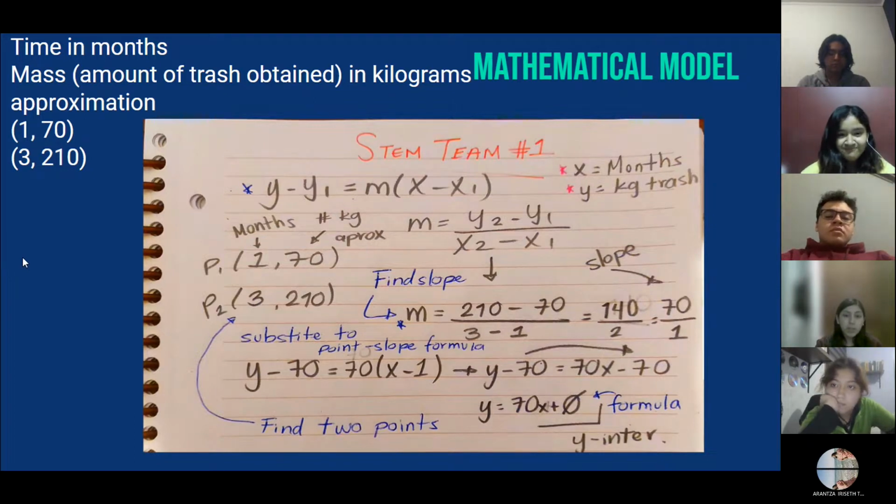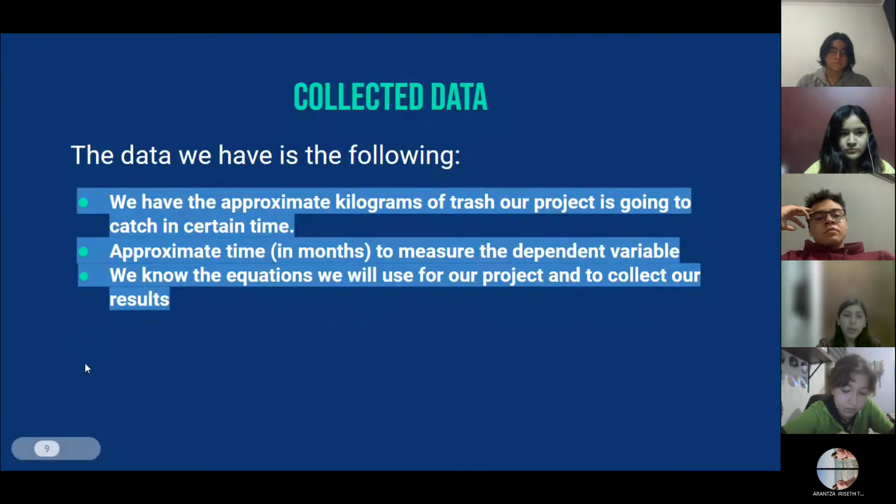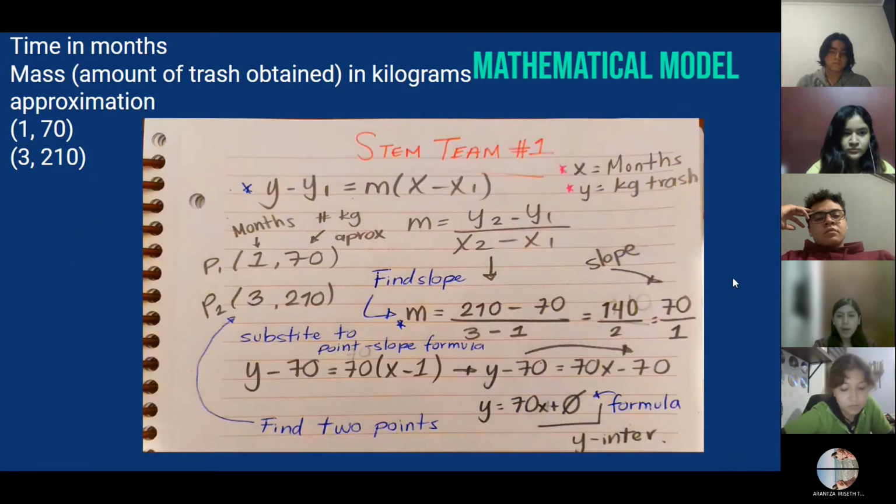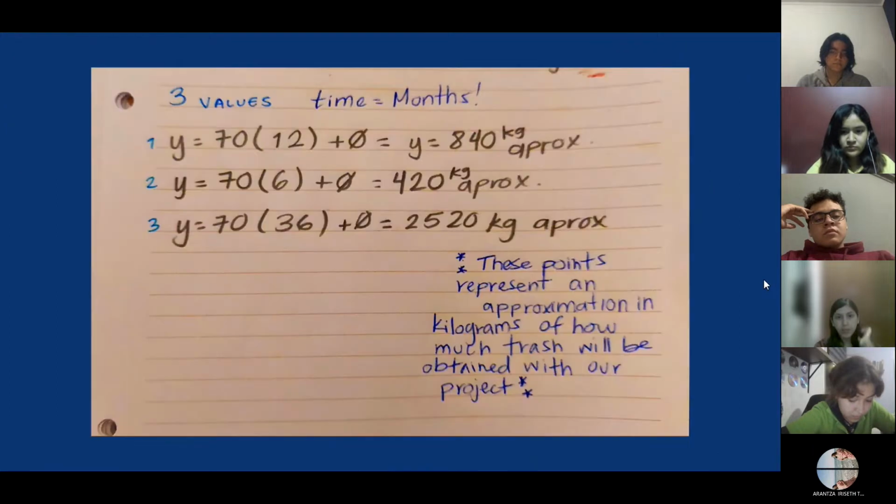Then we use the point slope formula, which is y minus y1 equals slope times x minus x1. And we substitute the values we have. And then after we work out the values, we find the y-intercept formula. In this case it is y equals 70x plus 0, because there is no constant left over from the previous step.